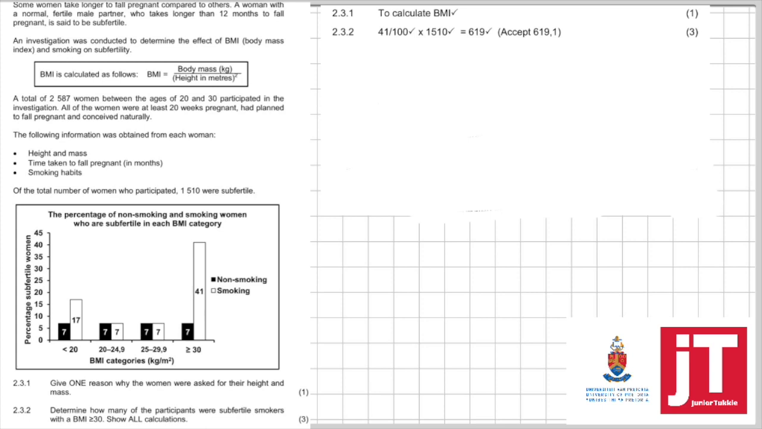2.3.1. Give one reason why the women were asked for their height and mass. Why did we need their height and mass? To calculate their body mass index.